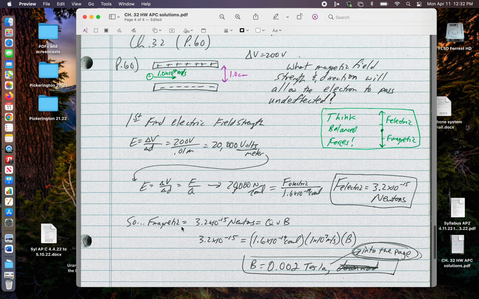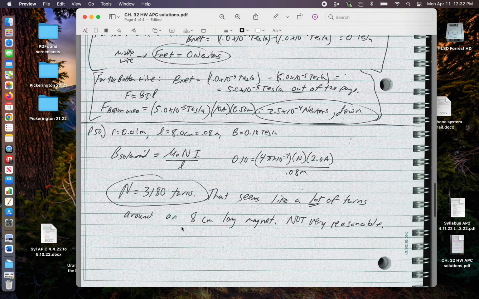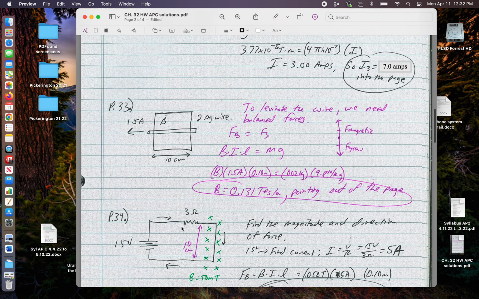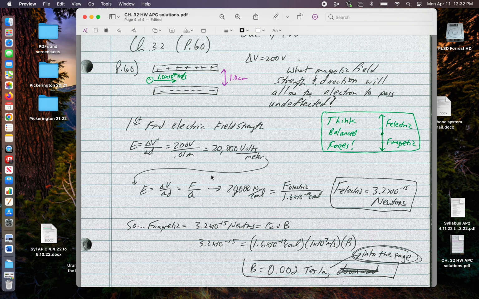Problem 60, I think we looked at that in class. So this is one similar to, I think it was 33 with balanced forces. So essentially in this case, what you've got to recognize is you've got an electric force and a magnetic force. The electric force would act on this electron upward, so we need an equal magnetic force that would act downward. There's a few formulas for electric field strength, dV dx, or delta V over delta distance, so volts per meter, and that also is equal to newtons per coulomb.